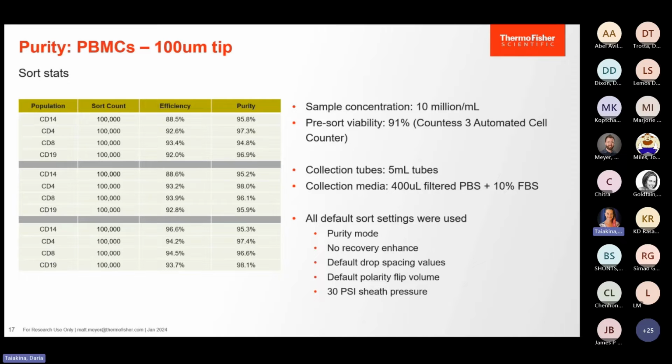Both of these experiments use purity mode, which is going to be the most common for this type of bulk sorting when we sort this many cells.